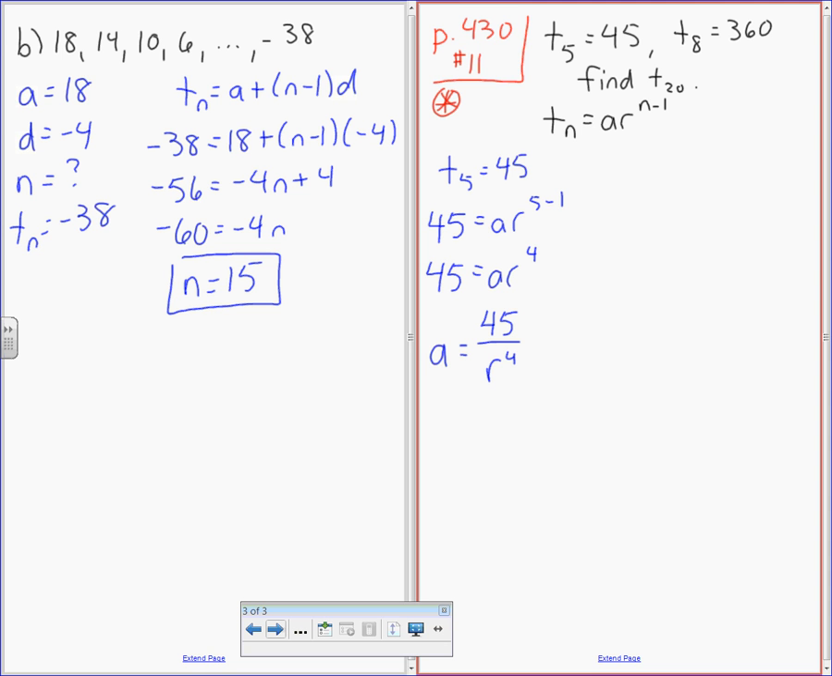Right, because there are times there, right? Okay. So 45 divided by root 4. And this is going to be like a substitution question, but there's exponents, which makes it look messier. Okay, but that's the main idea.